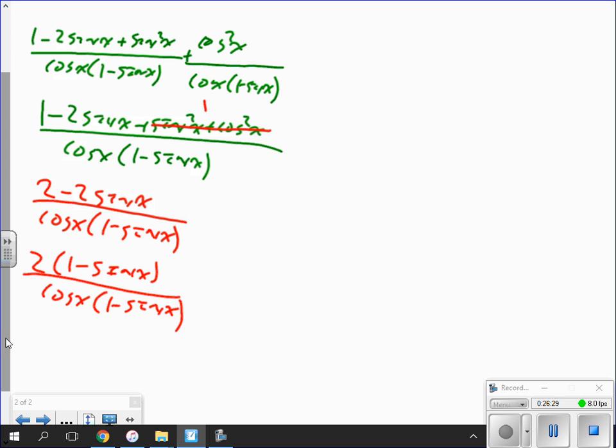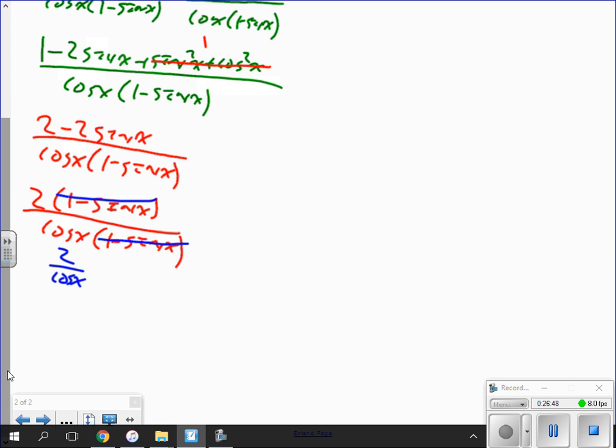Factor out the common factor of 2. And I really hope you can see what comes next on this one. The 1 minus sine x is canceled. You get 2 over the cosine of x, which is 2 secant x. That's a horrible 2 secant x, which is what we wanted to get. Thoroughly frightened? Yes.